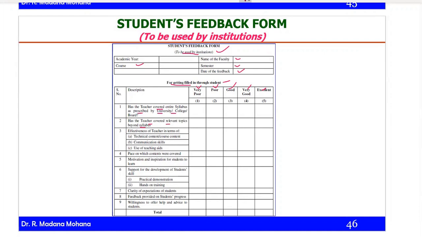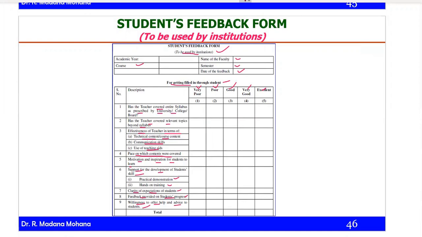If any faculty has not covered anything beyond, they may be marked poor. Then effectiveness of the teacher in terms of technical content or course content, then communication skills, use of teaching aids, pace at which contents were covered, motivation and inspiration for students to learn, support for the development of student skills, practical demonstration, hands-on training, clarity of explanations, feedback provided on students' progress, and willingness to offer help and advice to students. These are all the sample questions given by AICTE.